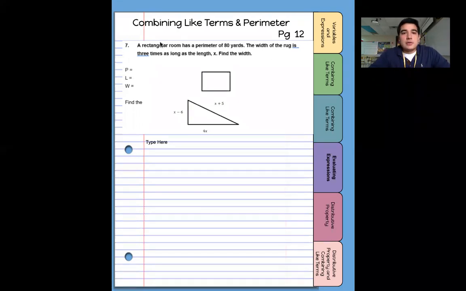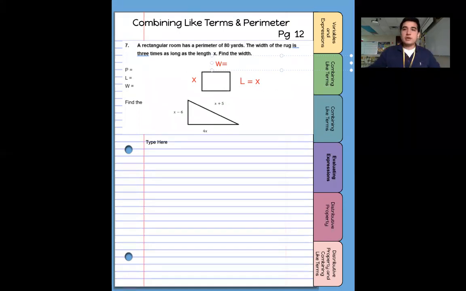So just like what we've been doing, we're gonna label our sides first, okay? So they tell me the length is X, right? That's the easiest thing we can do. So let's go and we put the length equals X, right? So if that's X, we know this side is also X, okay? Now, they tell me that the width of the rug is 3 times as long as the length, okay?